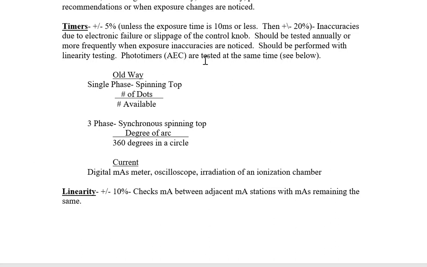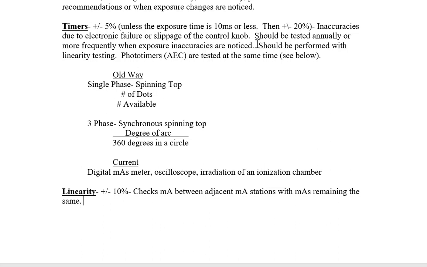Now, I mentioned earlier that timers are inherently more inaccurate at short exposure times. So timers generally need to be within plus or minus 5% of what it is that you set the time to be. So if you are making an exposure at a reasonable exposure time, then the actual time that you make the exposure should be within plus or minus 5%. That was that 0.95 to 1.05 that I used in the last recording.